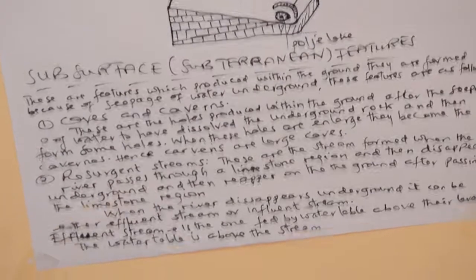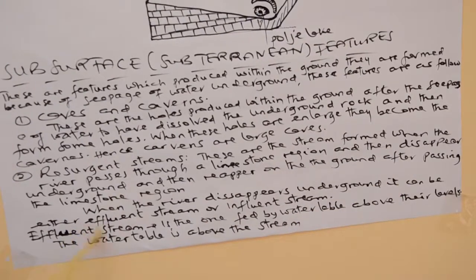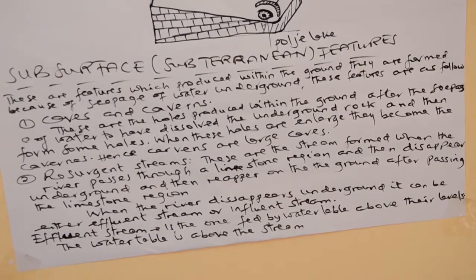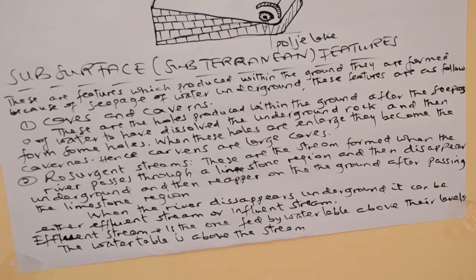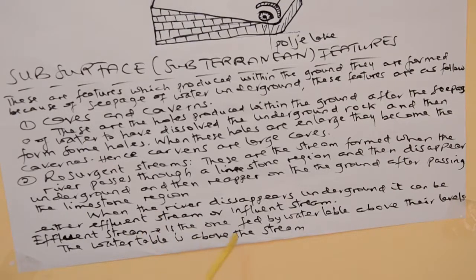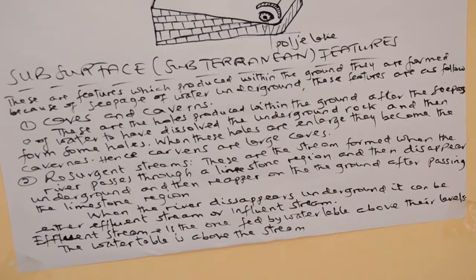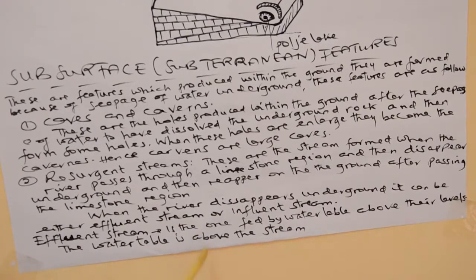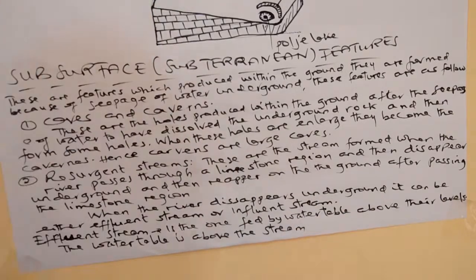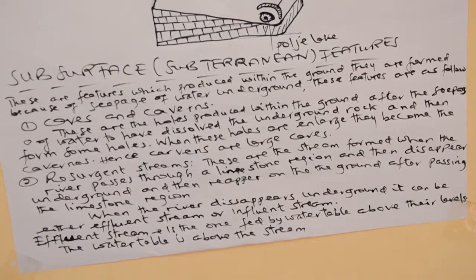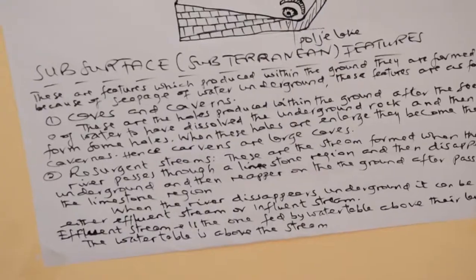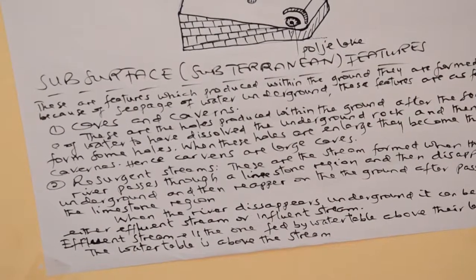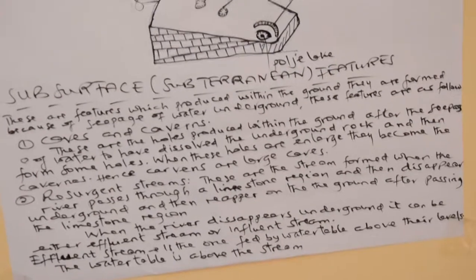Dear students, when this river disappears underground, it can be either an influent stream or an effluent stream. Effluent starts with E; influent starts with I. The effluent stream is the one fed by the water table above the river. The water table is above the stream, so this takes place mostly within the water table.